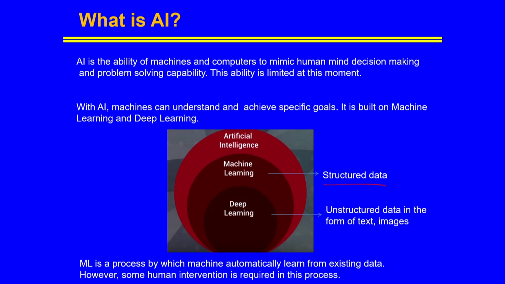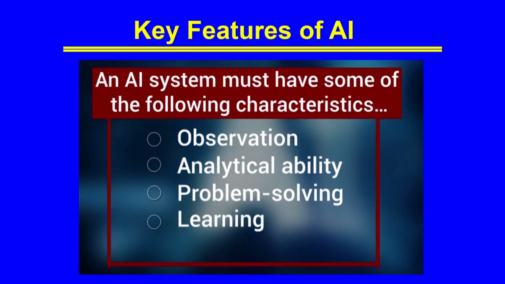ML is a process by which a machine can automatically learn from the existing data, remember that, but that is not so easy. We learn from experience, right. When we learn to walk at a very young age, we fall on the floor and learn from experience, and then we develop a tendency for that. AI can do a lot of things. It has observation ability, analytical ability, problem solving ability, learning ability, all these things are built into many of these AI tools, as all of you know.